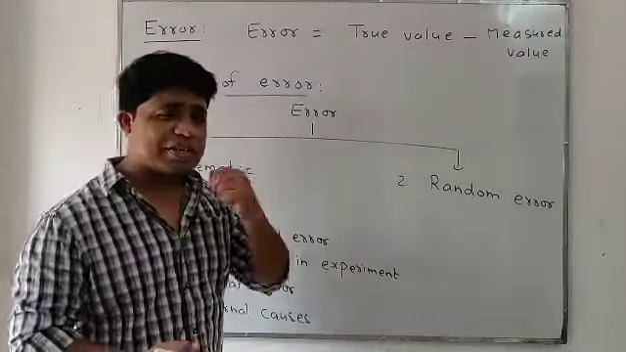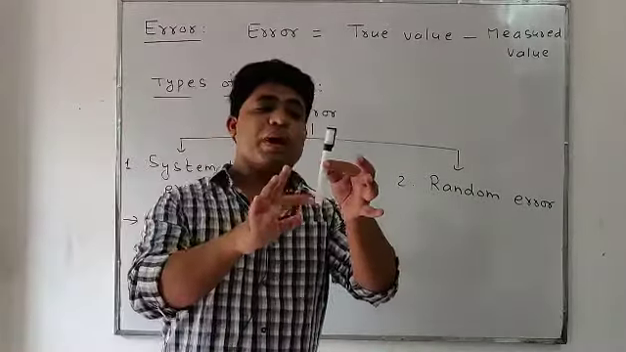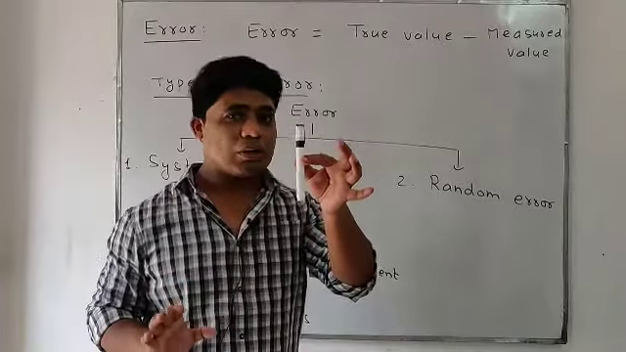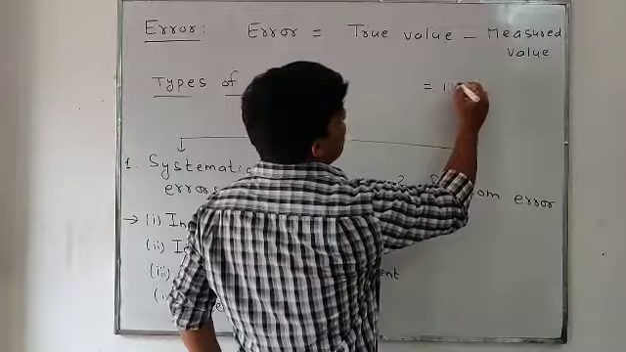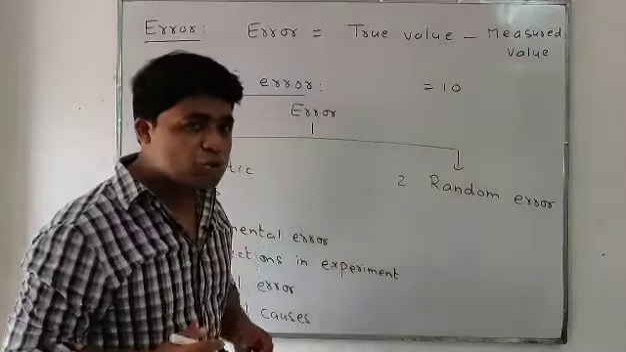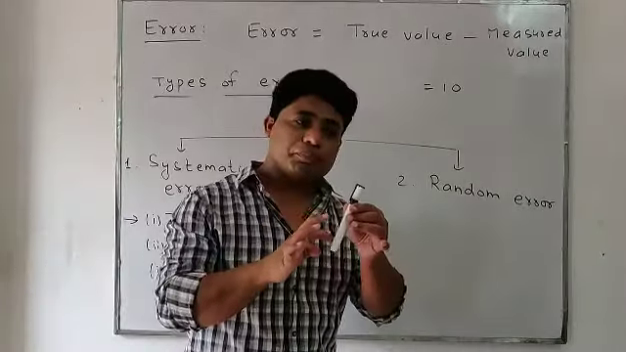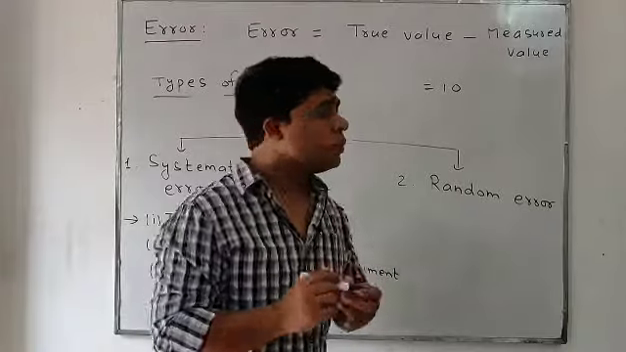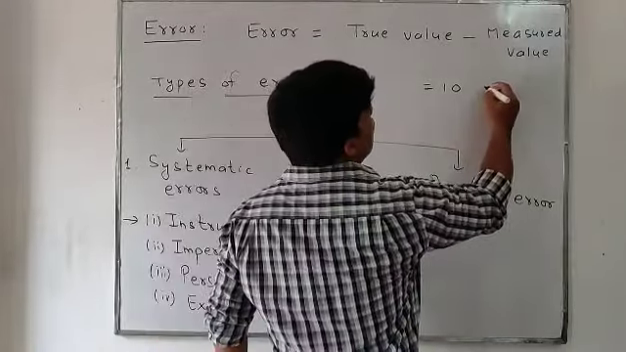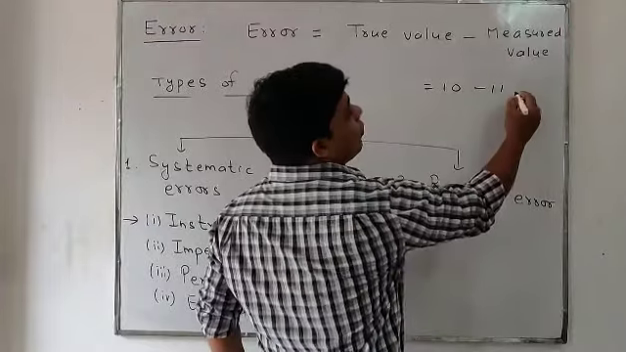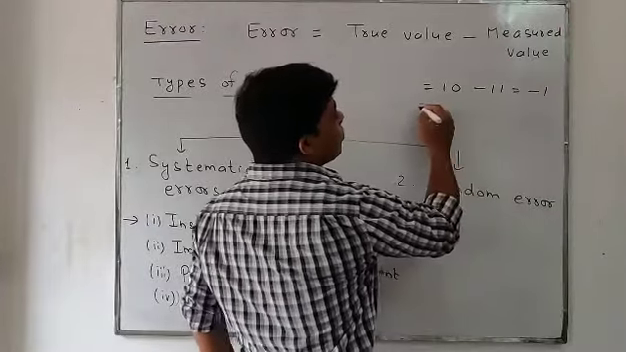Okay, I'll give you an example. Suppose the length of this marker is 10 centimeter. 10 centimeter is the true value. Some student measures 10 centimeter. Some student measures 11 centimeter, so 11 is called the measured value. The difference will come as -1.